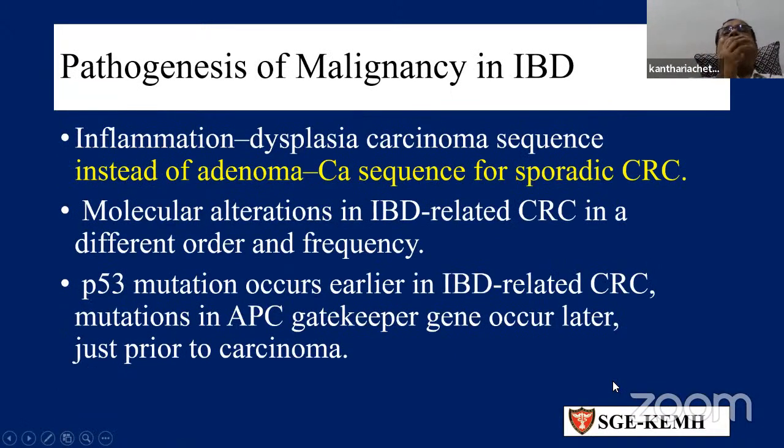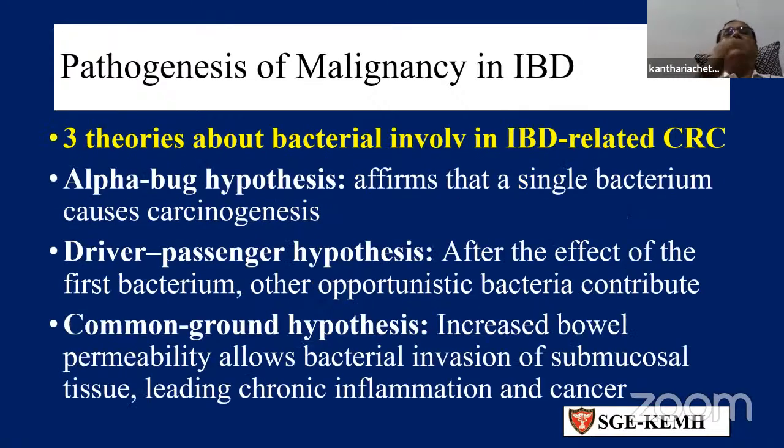As far as the pathogenesis of malignancy in IBD is concerned, it usually follows an inflammation-dysplasia-carcinoma sequence, as compared to the adenoma-carcinoma sequence which we see in sporadic colorectal carcinoma. Besides this, the molecular alterations in IBD also occur in different order and frequency. In IBD, we see that P53 mutation occurs earlier and mutation in the APC gatekeeper gene occurs later, just prior to carcinoma, in comparison to the other way around in sporadic malignancy.